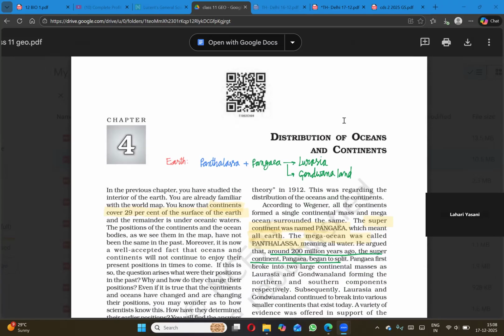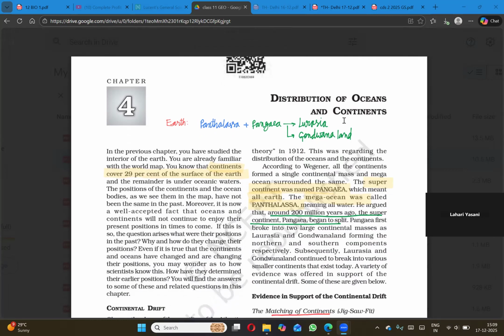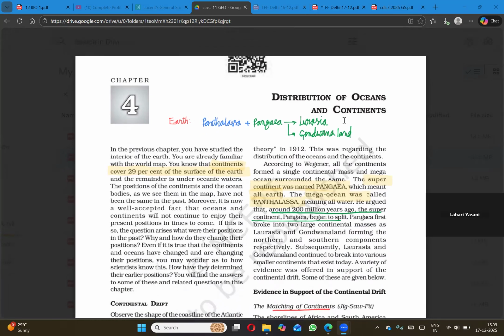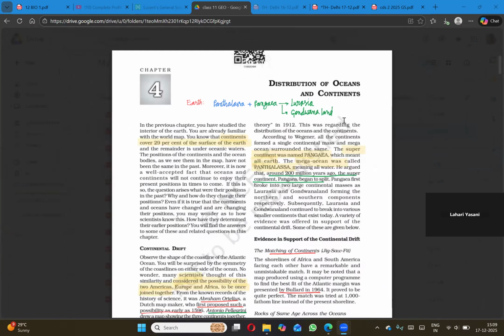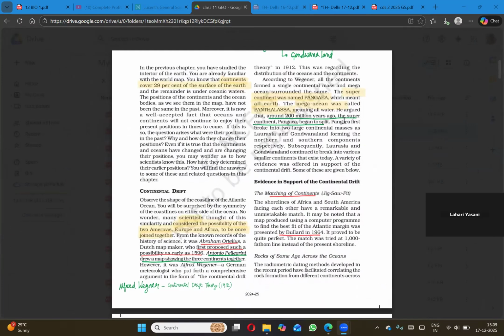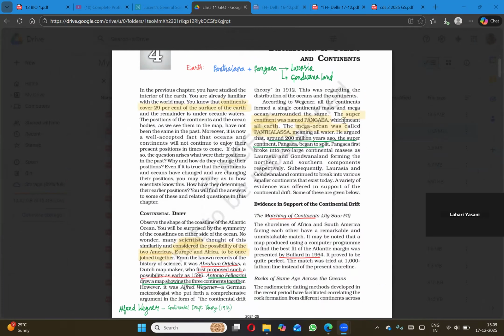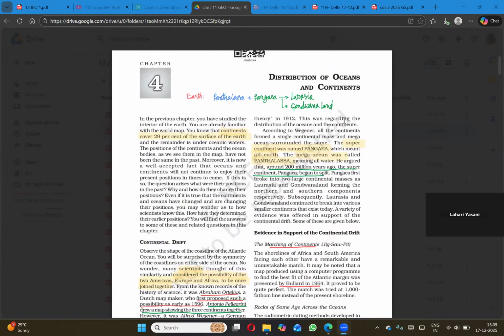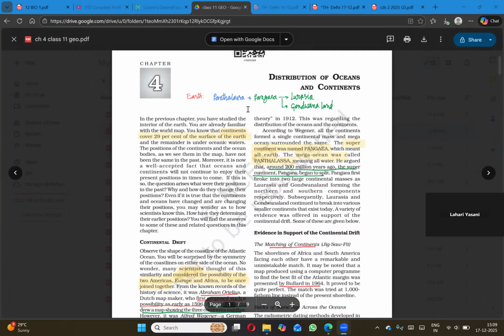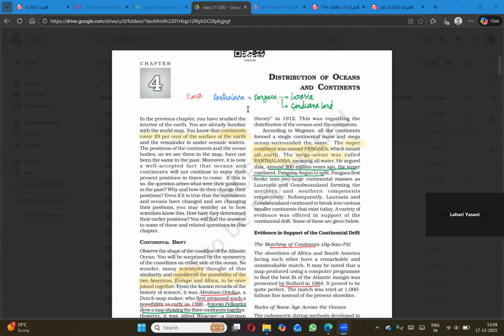Good morning, everyone. Today we are starting with chapter 4 of class 11 physical geography. The lesson name is distribution of oceans and continents. In this chapter, we'll learn about different types of theories that explain the distribution of ocean and continents. We'll mostly cover the important topics or important facts that are essential to clear CDS.